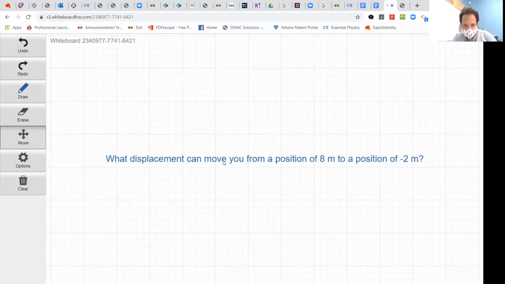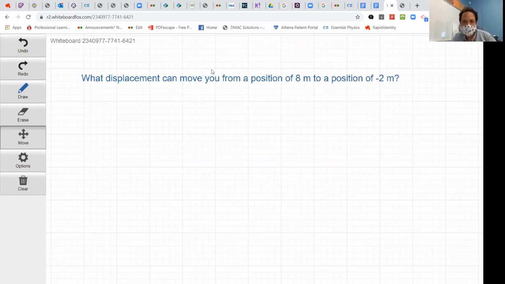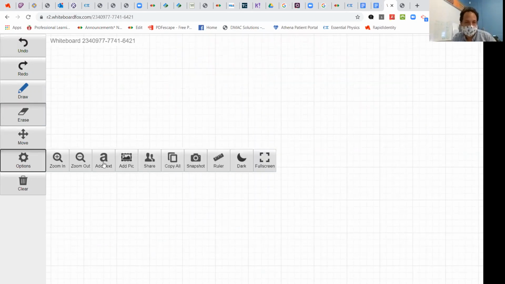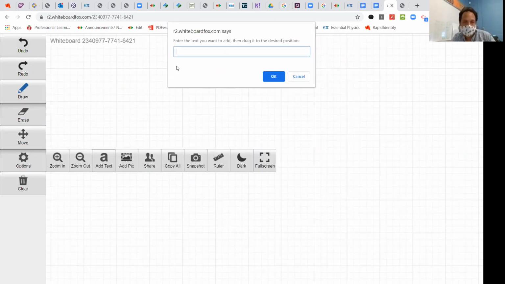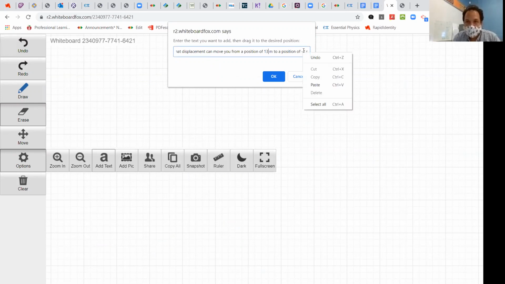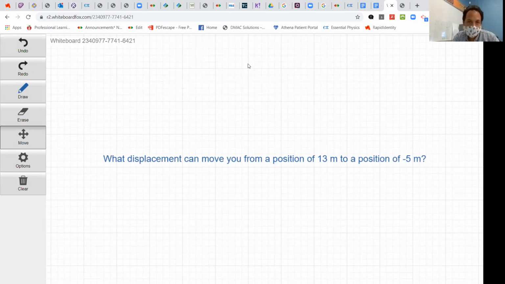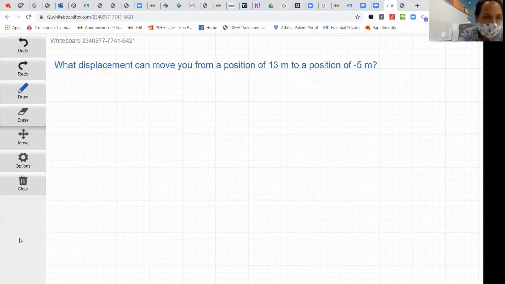All right, this is the last one we'll do, and then you guys can work on your own. Oh, I meant to change the numbers. Let's change it to 13 and 5. So let's look at this on a number line.